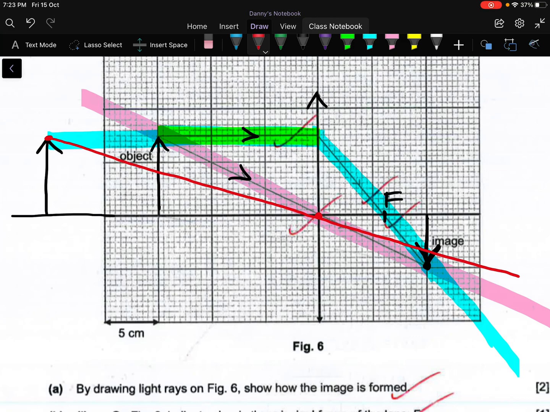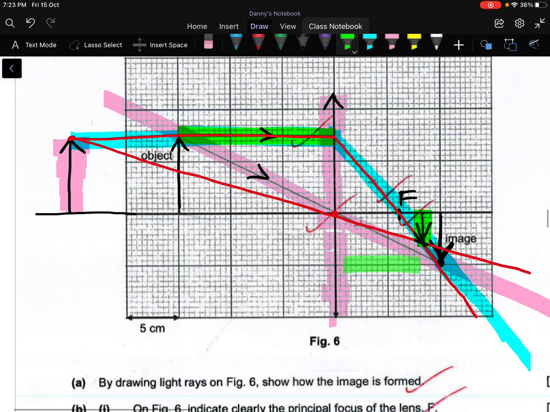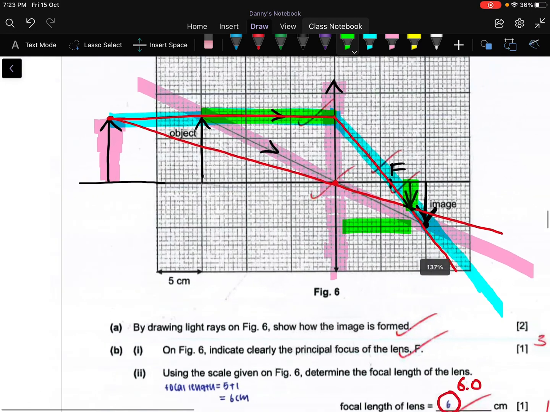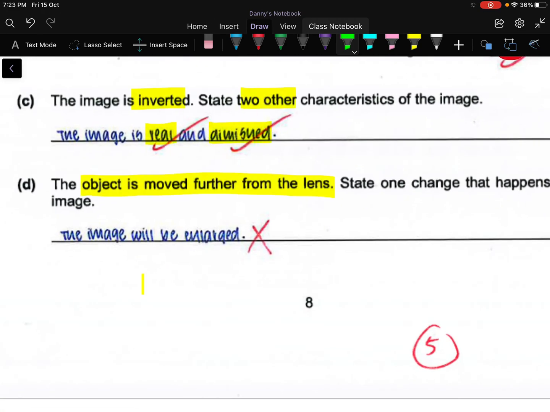And then you would have this same ray that cuts here, and you can see that now your new image forms here. So what happened to your new image if your object is being moved further away from the lens? Well, the new image is now getting smaller and it goes closer to the lens. So actually you don't really need to remember. You can just be exam smart.